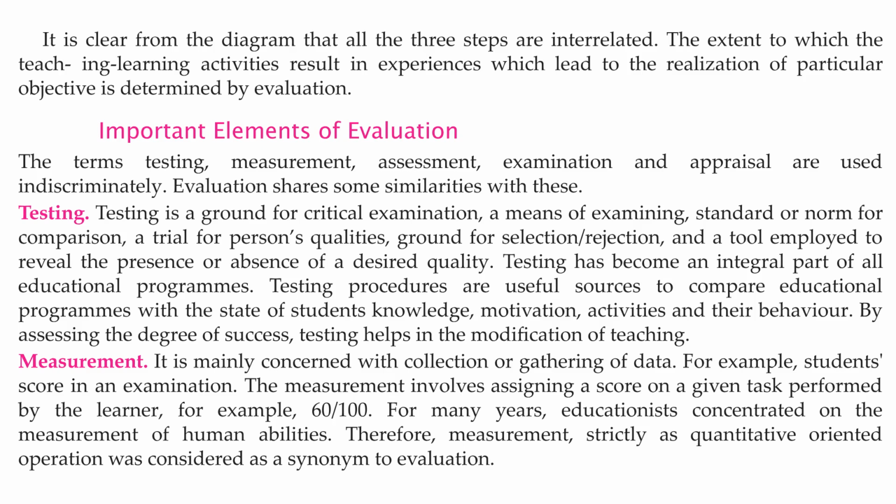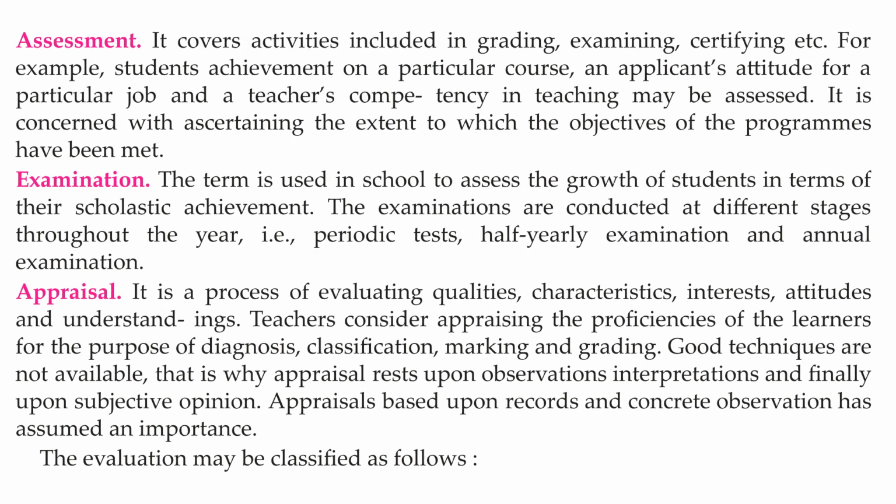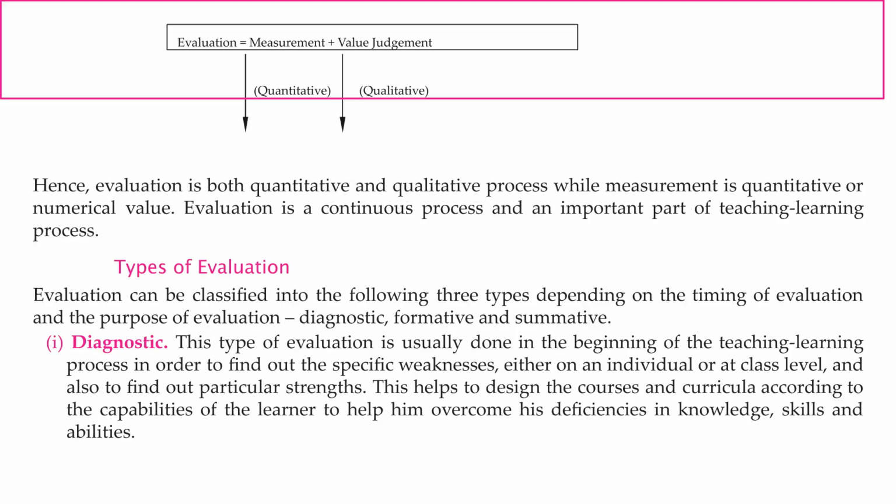Key elements include testing, measurement, assessment, examination, and appraisal. Measurement focuses on quantitative data, like a student's score in an exam. Assessment covers grading and certifying, ascertaining if program objectives were met. Examination assesses growth in scholastic achievement through periodic tests and annual exams. Appraisal evaluates qualities, interests, and attitudes for diagnosis and classification, often relying on observations and subjective opinion.